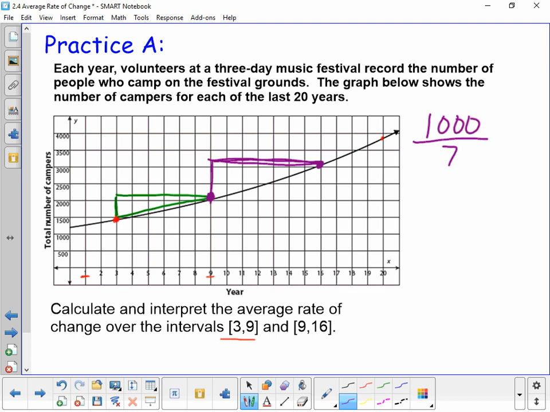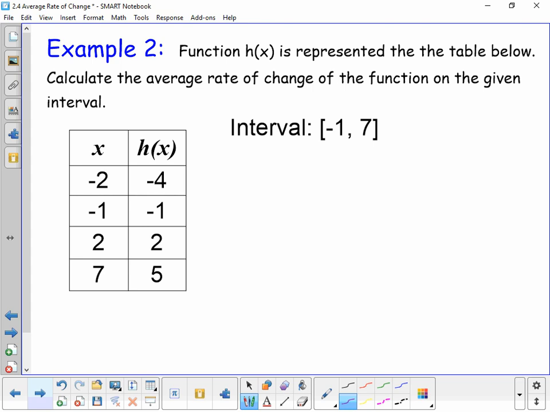So if we calculate that, 1,000 divided by 7, I can't do this one in my head. I probably should be able to, but I can't. 142, or maybe if we round that to 143. So in the context of our music festival, that means between the ninth and the 16th year, the attendance was increasing on average by 143 people per year. So a little bit faster growth during that second time period.